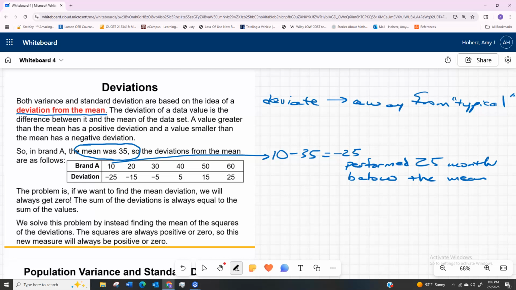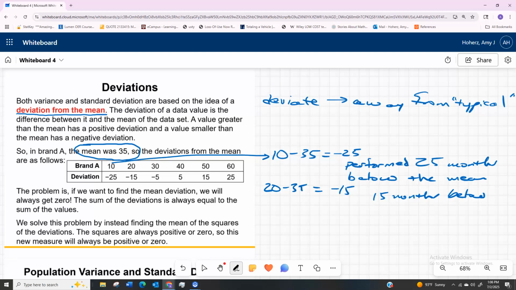So what does that mean for the paint? Well, that particular gallon, we might consider it a bad gallon or an underperforming gallon or something like that. And then we continue that all the way through. So for the gallon that lasted 20 months before it faded, 20 minus 35 is negative 15. And so it performed 15 months below the mean. And then we do the same thing for the 30 and the 40.